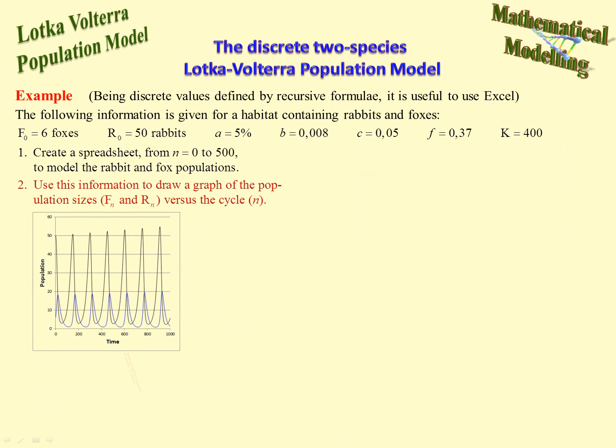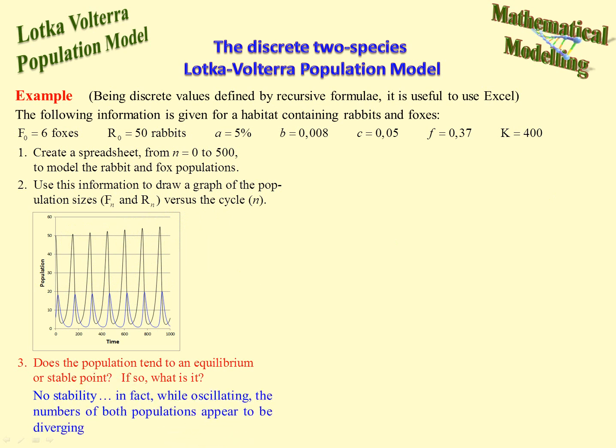So, if we have a look at that, question 3 says, does the population tend to an equilibrium or stable point? If so, what is it? But if we have a look, these oscillations are getting bigger and bigger and bigger, and there's no sign. They seem to be going up. The maximum seems to be in a linear pattern. And the same thing with these ones. So the blue is the foxes, the black is the rabbits, and they're both increasing. So there's no stability. While oscillating, the numbers of both appear to be diverging, in fact, just getting bigger and bigger.